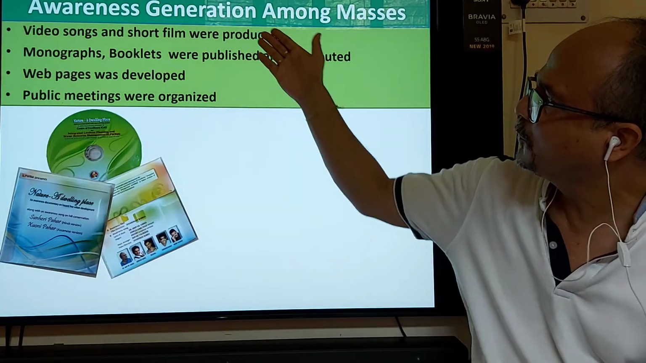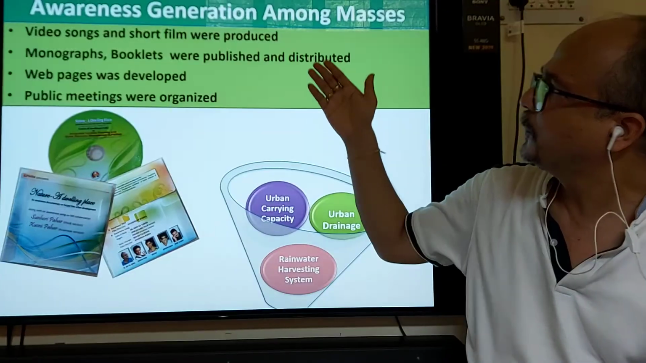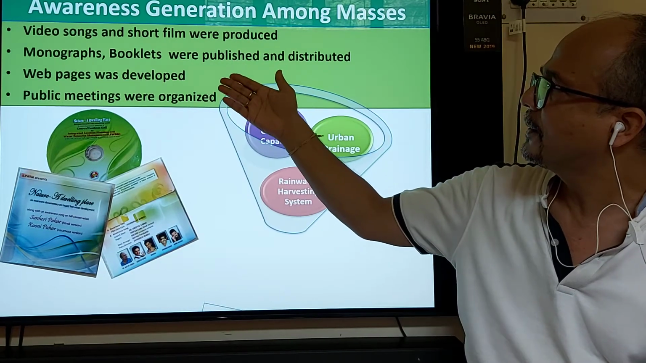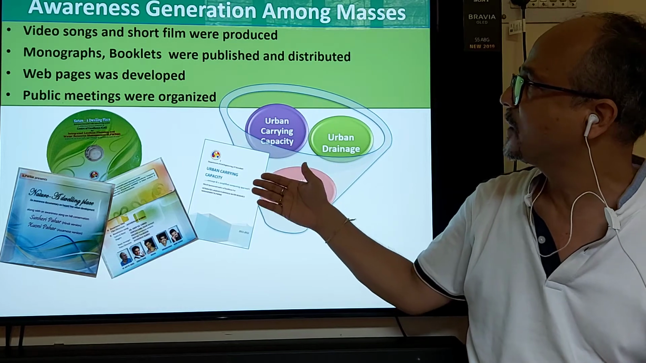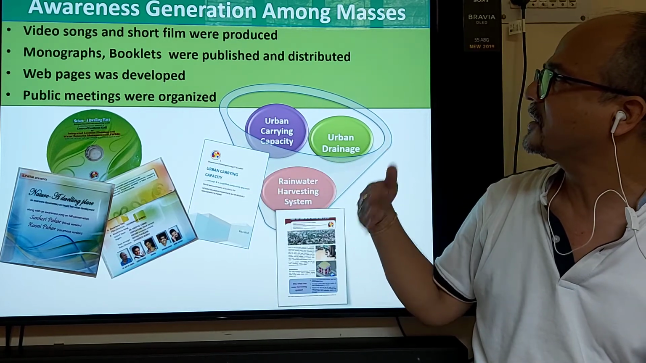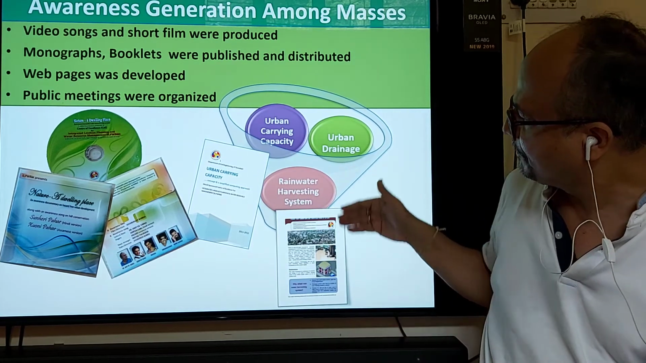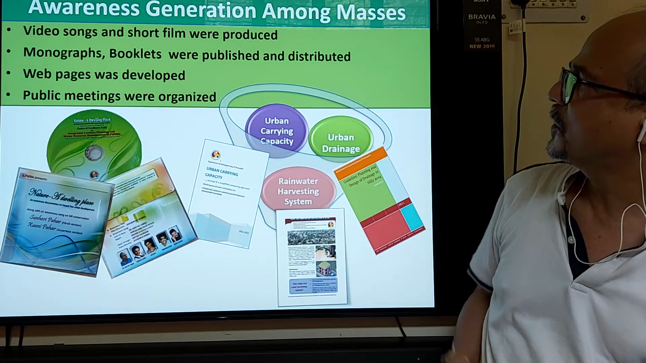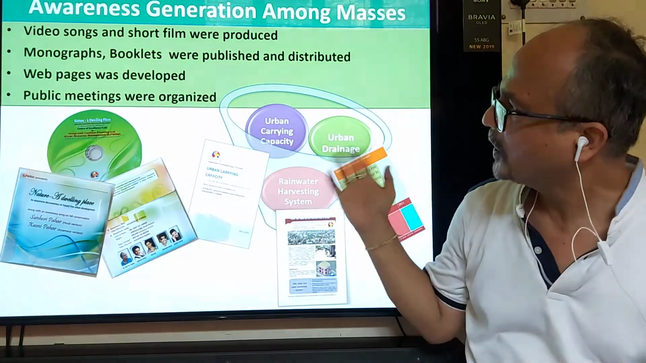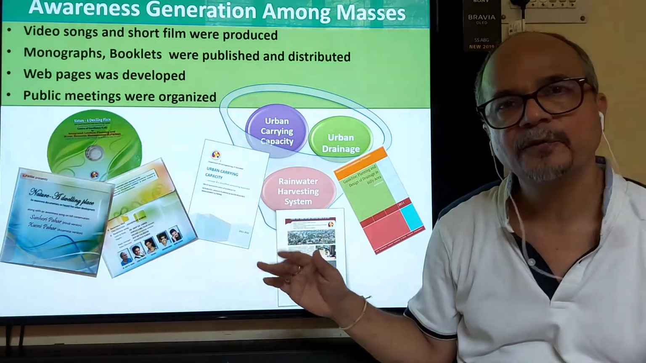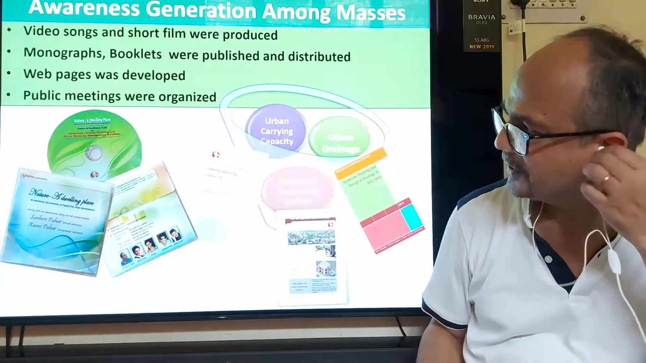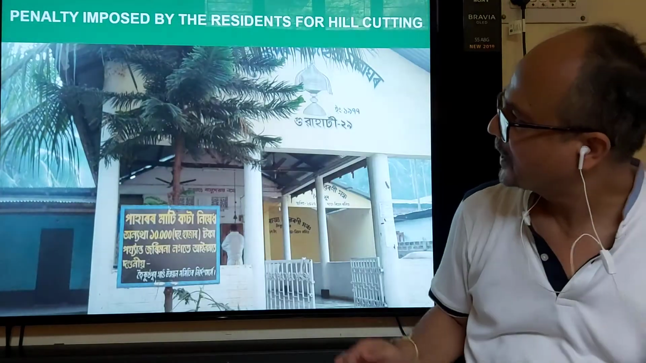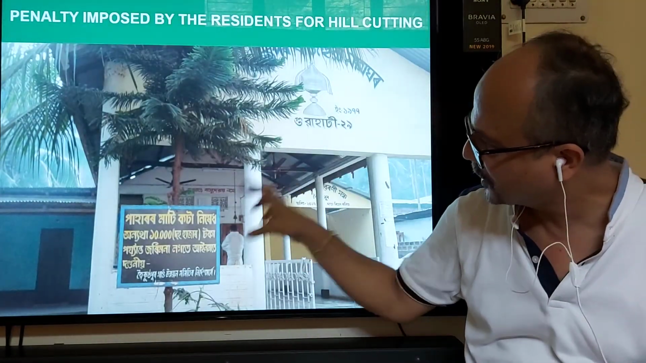Then we made some video songs like this, a video film was made, then monographs were made, and how many people can stay, that was also developed through carrying capacity. And then rainwater harvesting manuals were made, and some guidelines were prepared for urban drainage. With all these, we could convince the people, and finally the government came forward to implement this kind of project, and you can see the result. People themselves have participated in this.